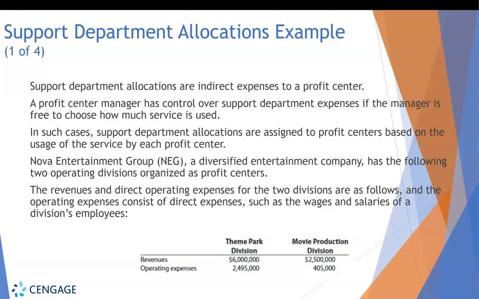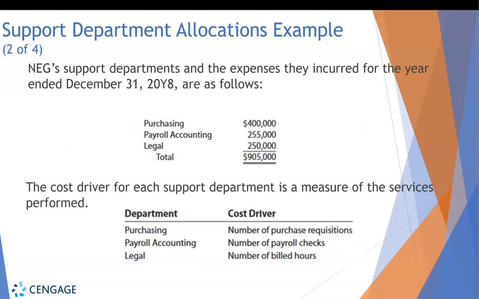Nova Entertainment, a diversified entertainment company, has the following two operating divisions that are organized as profit centers. The revenues and direct operating expenses for the two divisions are shown here. And the operating expenses consist of direct expenses such as wages and salaries of the division employees.